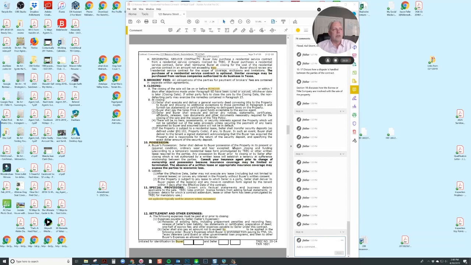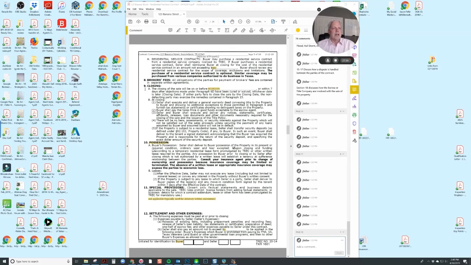Then we come into 7H. This is the residential service contract. What this is, is a 12-month warranty, essentially, on a property. You are paying for a policy that, depending on the amount of money given from the seller to the buyer, might pay for more or fewer items to be covered for that 12 months. Basically, it's an insurance policy, since that buyer has never lived in that property, and they just want to make sure that if something breaks during that 12 months, they're covered for a minimal fee of $50 to $75 service call fee.